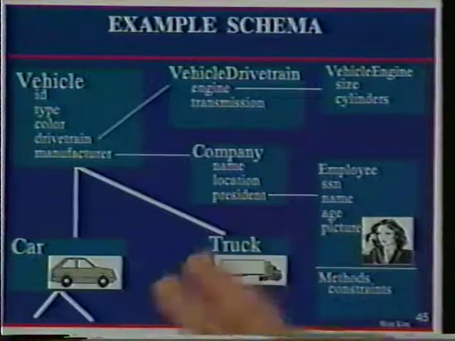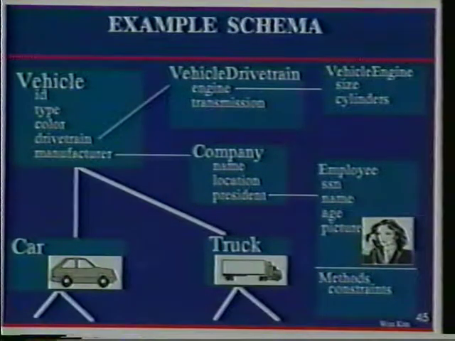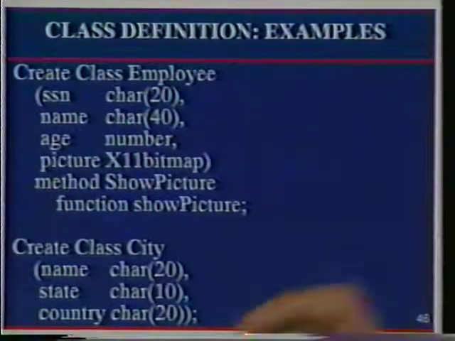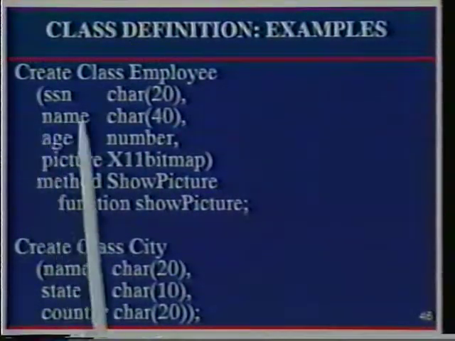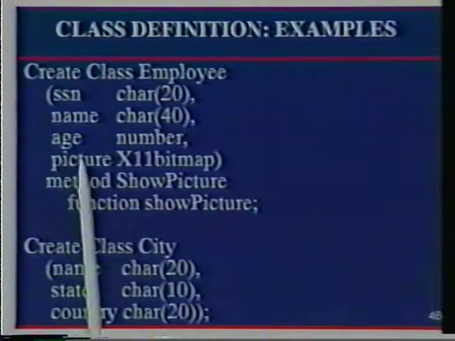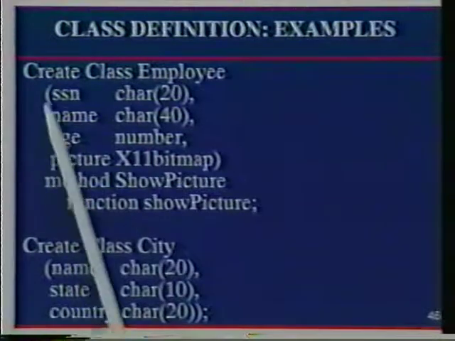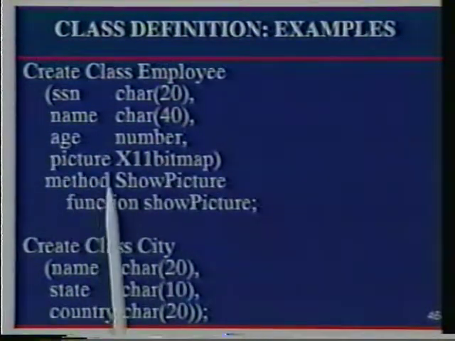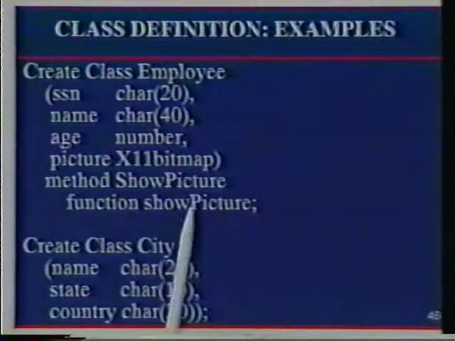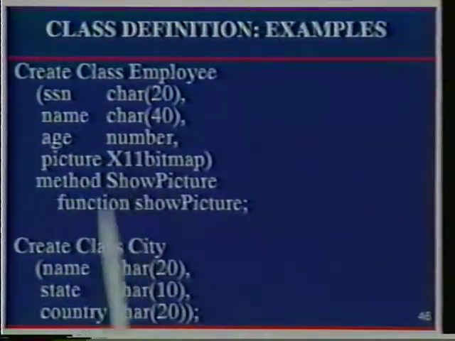Again, here is an example schema that we talked about before, and what I will do is show you how this is done in UniSQL. You can do it either using the schema editor or writing class definitions as shown here, where I'm creating a class employee. This is a little bit like Pascal, where the social security number is of type char, name is of type char. There's a picture which is an X11 bitmap. Note that along with this table, I can also add methods here. There is a method which gets invoked when we send the message show picture. The method that gets invoked is the function show picture. So you can mix methods along with these tables.